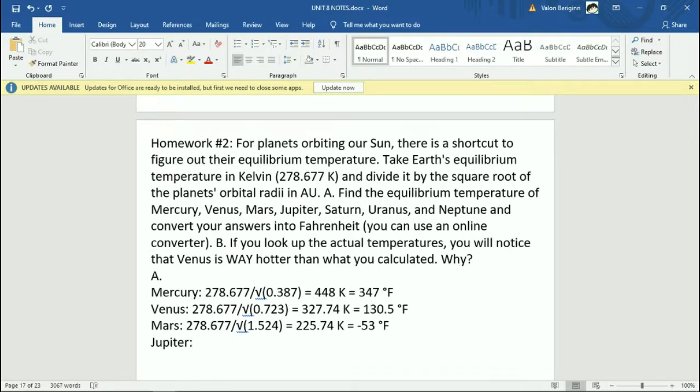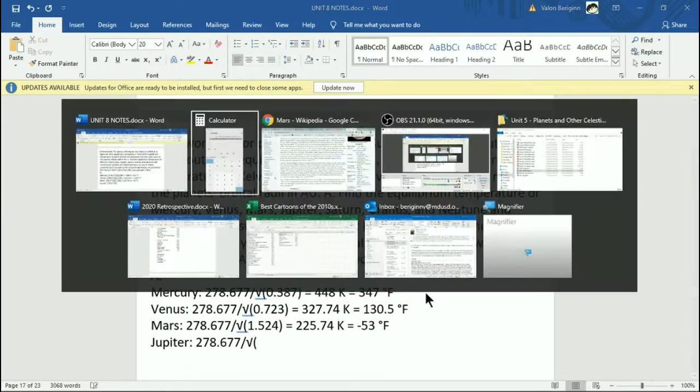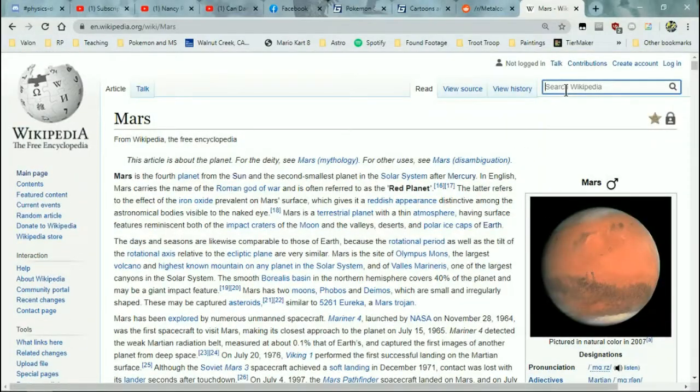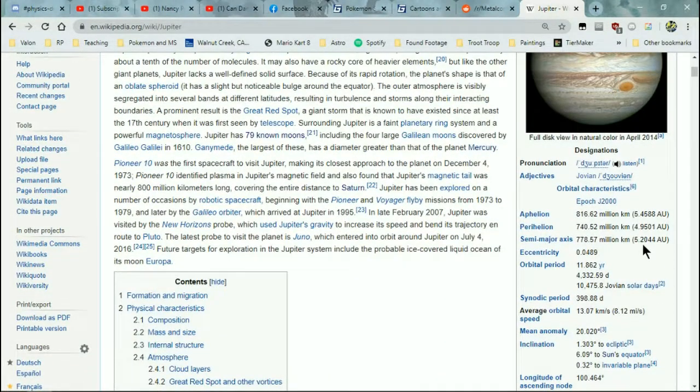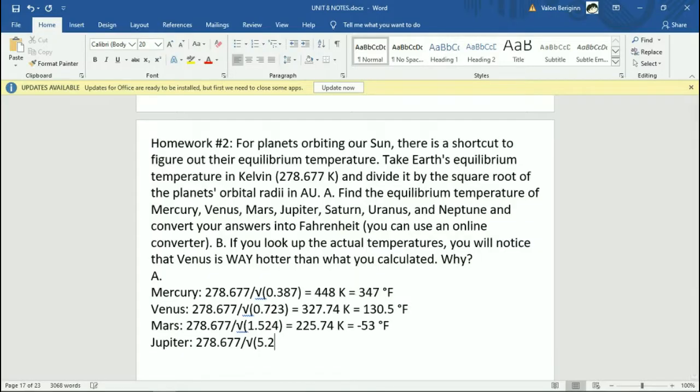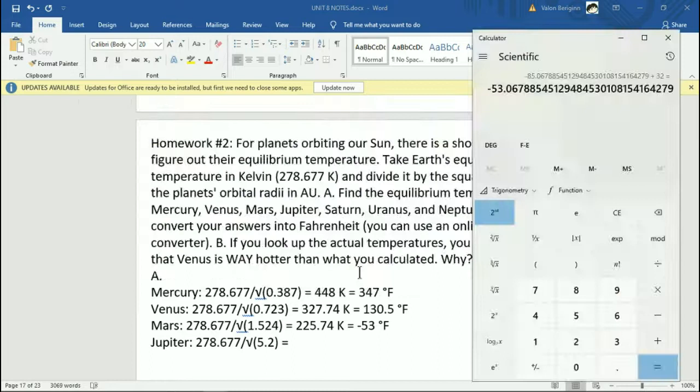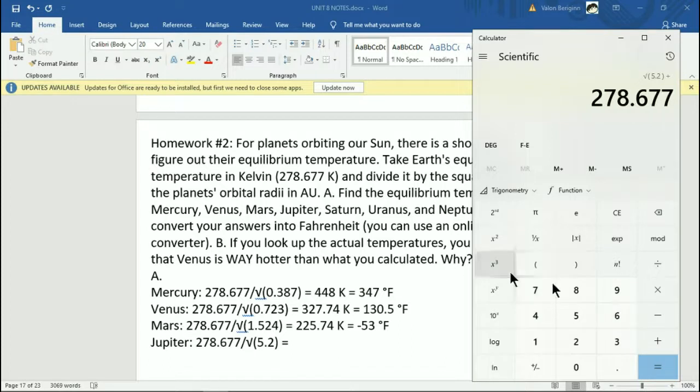Jupiter. What is this? Okay. Jupiter, we get, where are we? 5.2. I'll just do 5.2 because I'm lazy. 5.2 square root, divided by 2. 122.2 Kelvin.